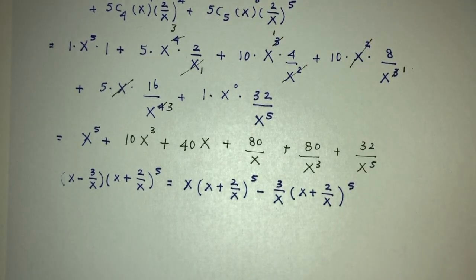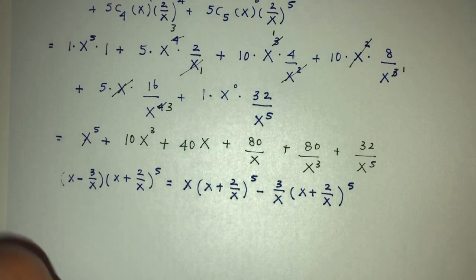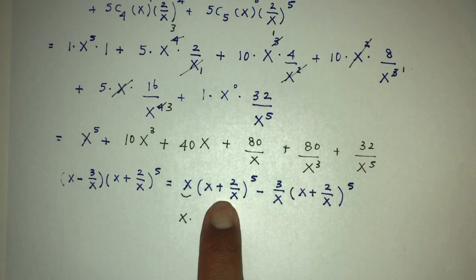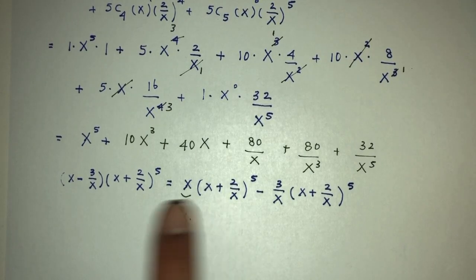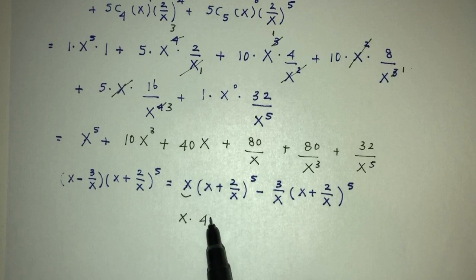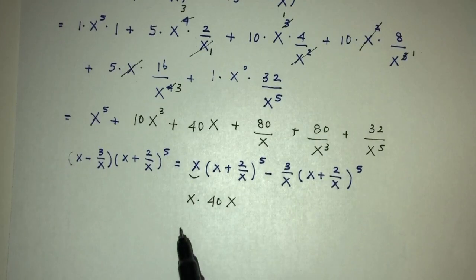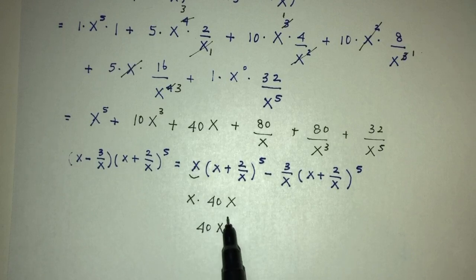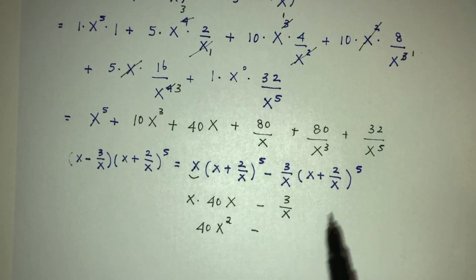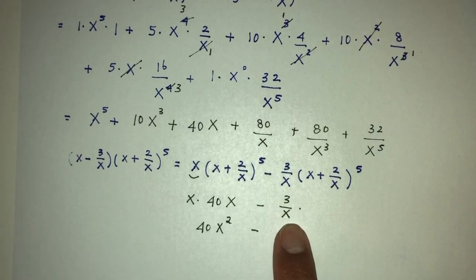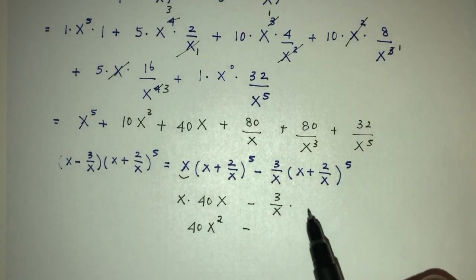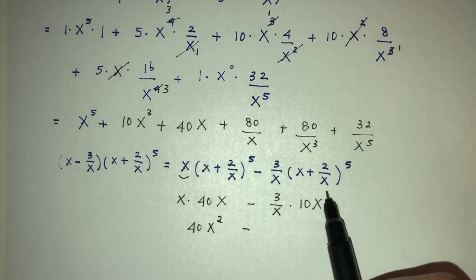Now remember, we only care about the term in x squared. So basically, if you take x, by what can you multiply in this expansion for you to get something in x squared? So you observe x multiplied by this one, right? By 40x, so we can have a term in x squared. Now minus, we have 3 over x multiplied by what to get something in x squared? So we have to choose multiply by this one, right? So that seems to be 10x power 3.